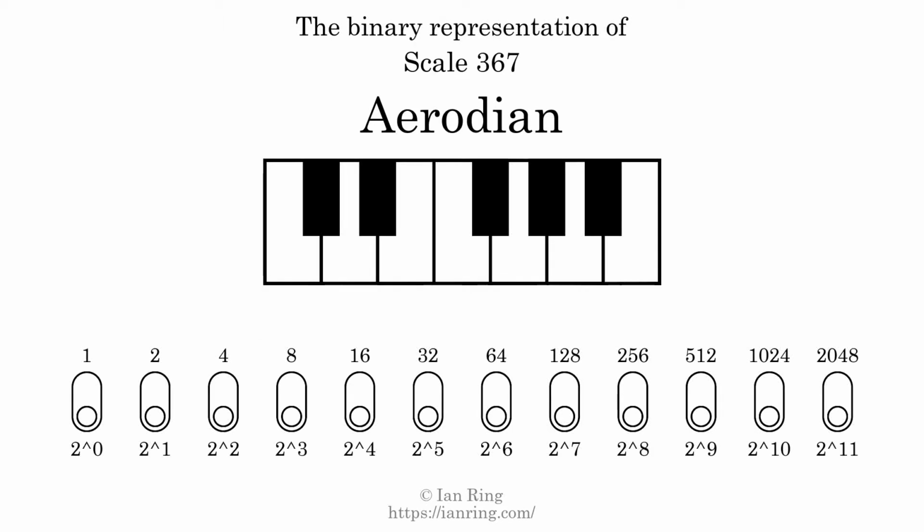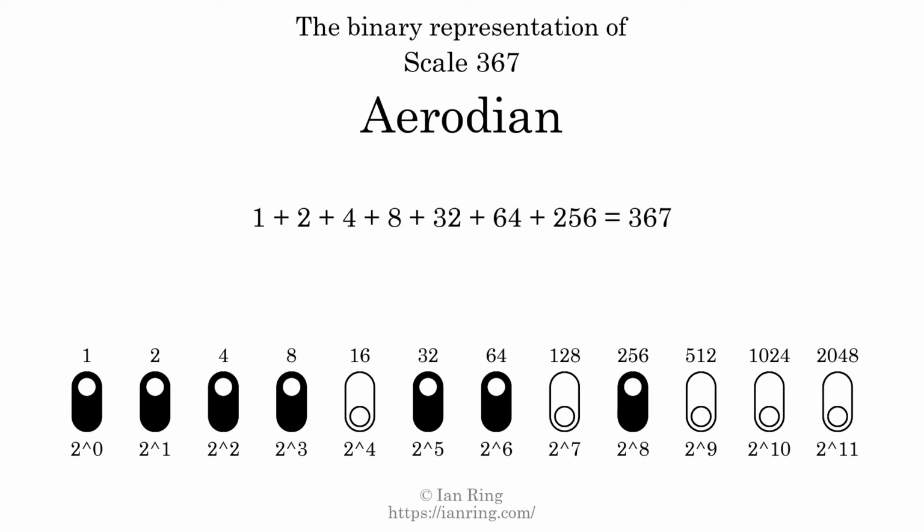The binary representation of this scale is determined by mapping tones of the scale to binary digits. Each binary digit represents a power of 2. To get the scale number, we add the powers of 2 together. The powers of 2 that are present in the scale, all added together, equals 367. That is why the scale number, in decimal, is 367.